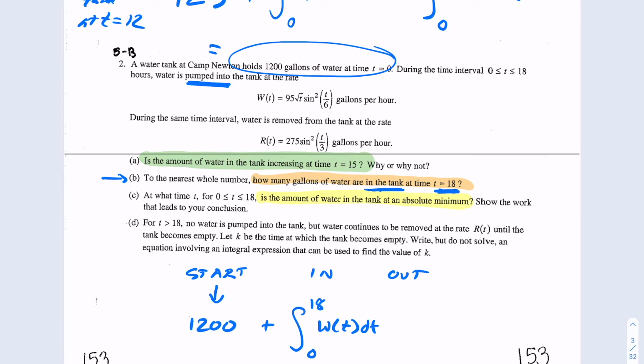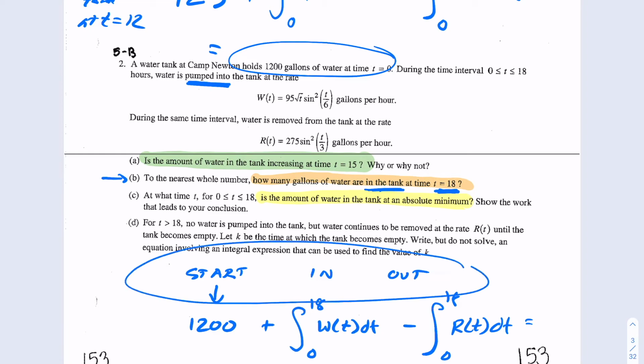We also have to consider how much water is being removed. So we're going to subtract out the integral of R of t from 0 to 18. And again, you could smush these two integrals together. That's fine. And then you get your answer there. But the biggest component is knowing when you need all three: the start, the in, and the out.